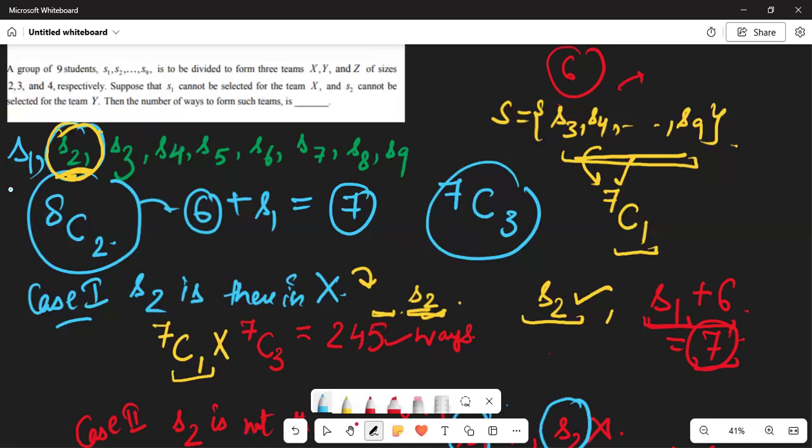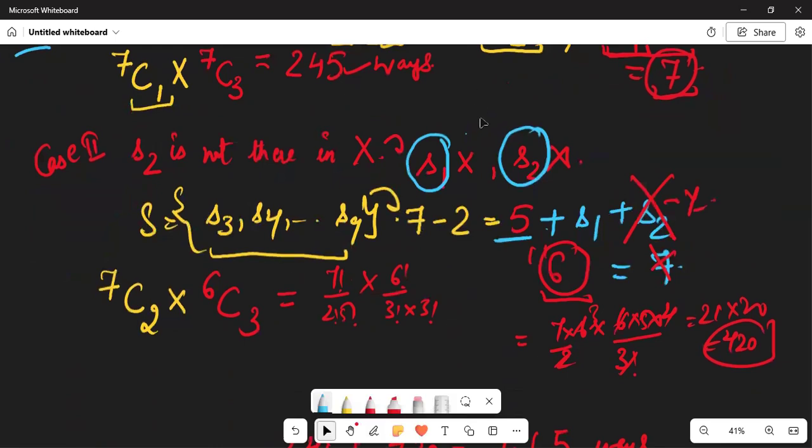फिर Y का सोचा. After choosing students for X, we have 6 students remaining in the set S, and S1 also remains. So S1 plus 6, we have 7 students. Out of those 7 students, now since S2 is not to be considered, S2 का तो प्रॉब्लम सॉल्व कर ही दिया है, तो उन 7 स्टूडेंट्स में S2 है नहीं अब कहीं पे, तो आराम से 3 स्टूडेंट चूज करो, कोई प्रॉब्लम नहीं है. तो आपको टोटल वेज मिल जाएंगे, 245 वेज मिल जाएंगे. देन मूविंग ऑन टू द केस 2.